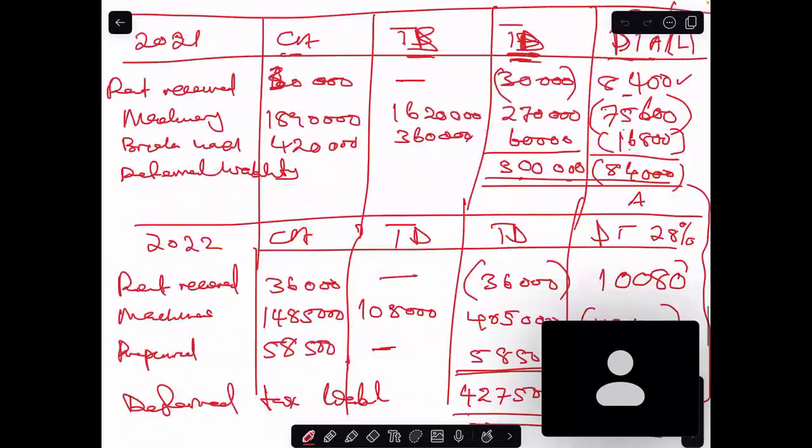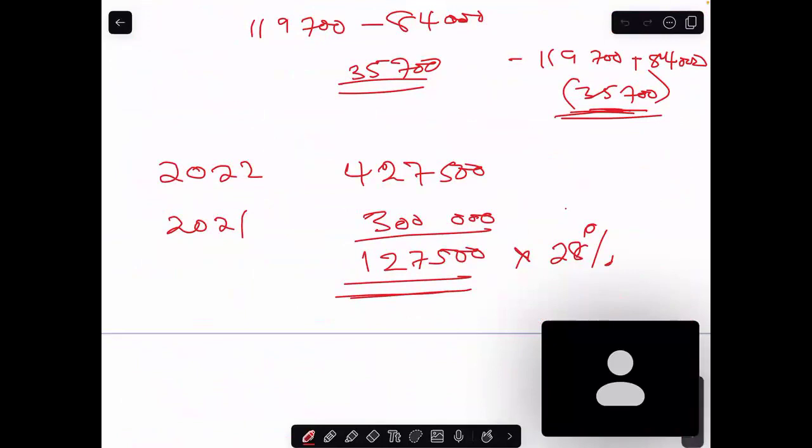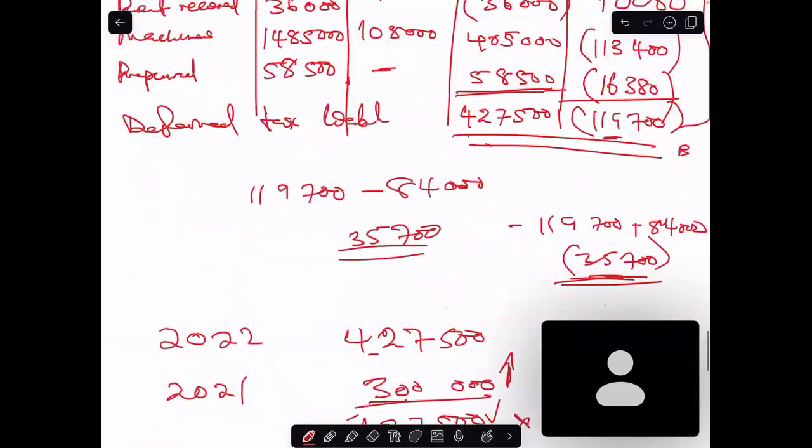Let's go back to the solution. We moved from 300 to 427, and our difference is positive. So if it is positive, you subtract it. If it is positive, it simply means that it will give rise to a deferred tax liability. It's fine.